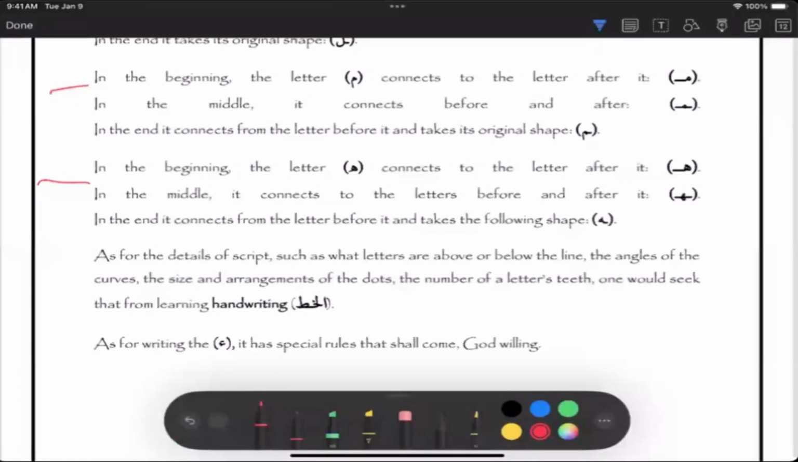As for the details of script, such as what letters are above or below the line, the angles of the curves, the size and arrangements of the dots, the number of a letter's teeth, one would seek that from learning handwriting, al-khat. And as for writing the hamza, it has special rules that shall come, God willing.